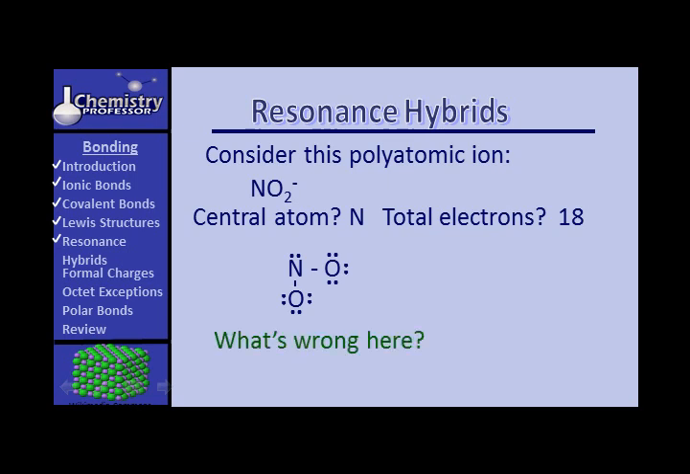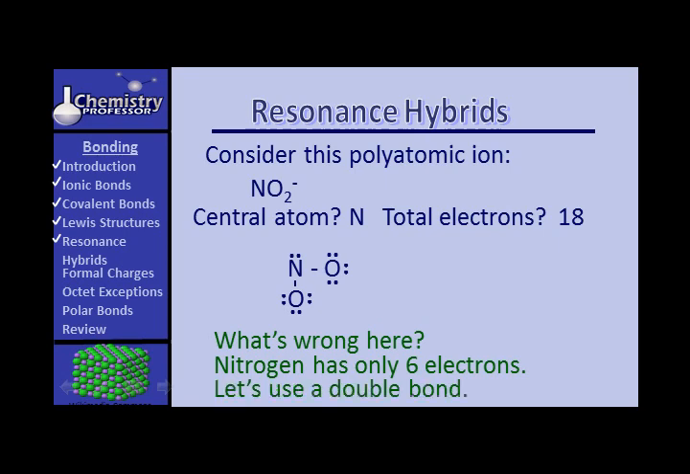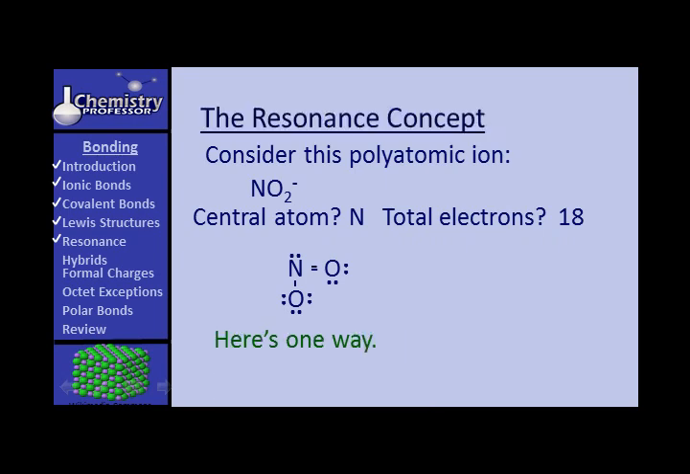You say something's wrong? What's wrong here? Did you pick it up? Nitrogen has only 6 electrons. So what can we do? Well, let's have nitrogen and oxygen share 2 pairs of electrons. In other words, let's use a double bond. Yeah, just like this. So how about here? Yeah, we've got a double bond in there. Now everybody has access to 8. Well, that looks good. But that's only one way.